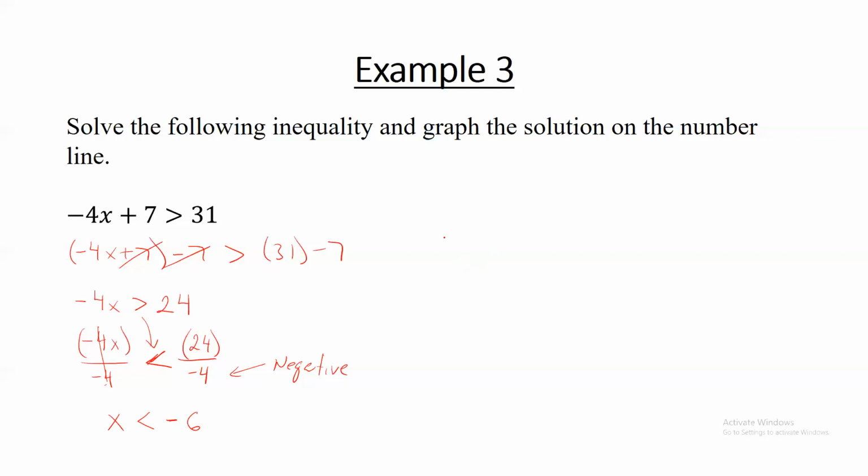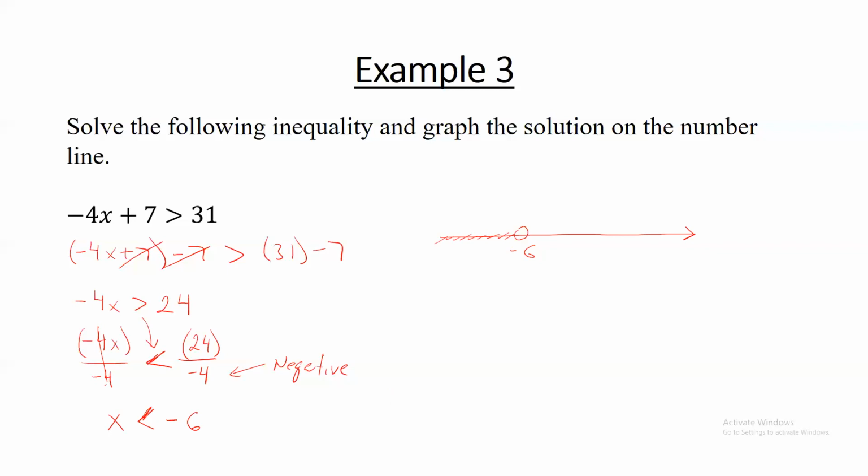And we could plot this on a number line, right? Negative 6 is our key number. Empty circle, because this is a strict inequality, which means that x can't actually equal negative 6. And we shade to the left because x is smaller than negative 6. And there's our solution. Now, just like with equations, we can test to see if our solution is correct.